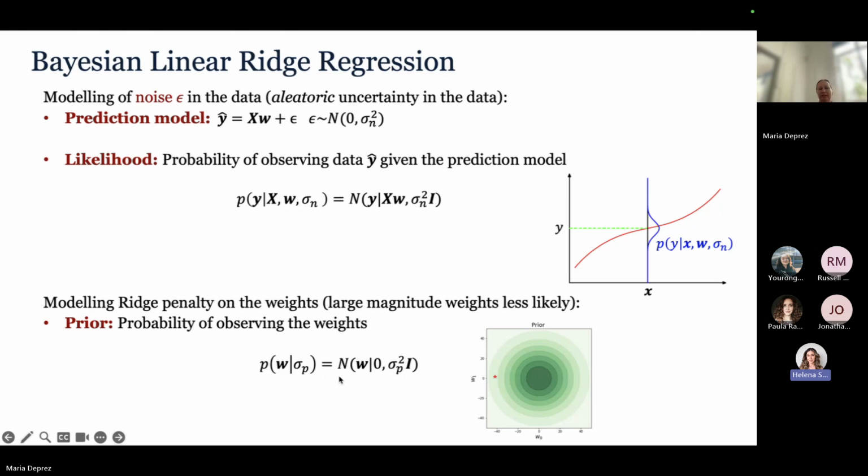So we're putting a prior on the weights, which tells us that too large weights are unlikely. And depending on how we set this sigma P, we can make it stronger. If we put sigma P very large, or let it go to infinity, then there is no prior on the weights, and we will end up doing maximum likelihood.